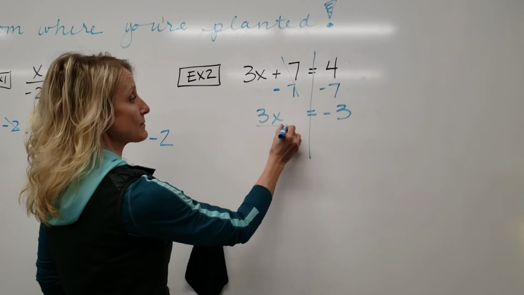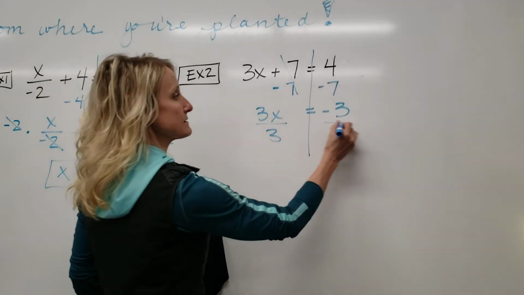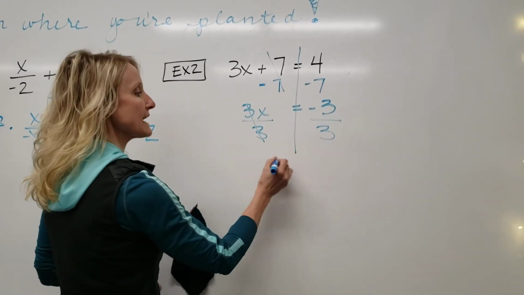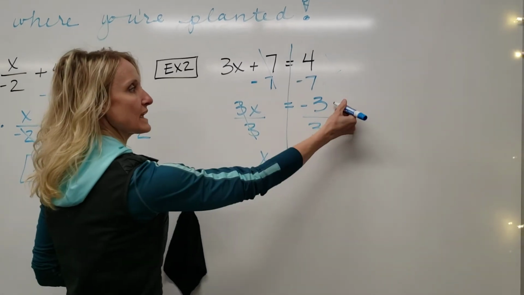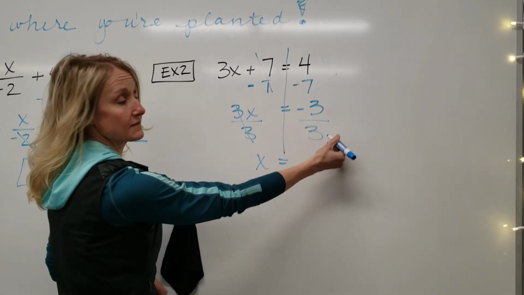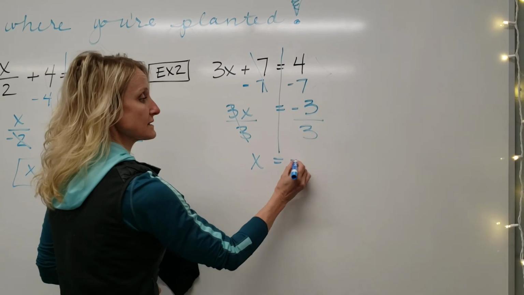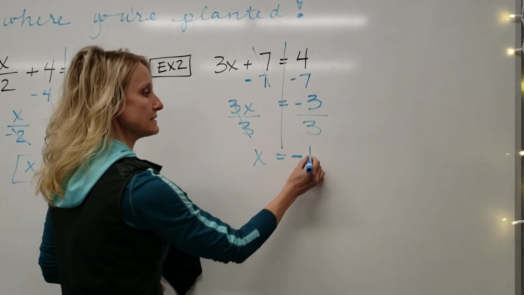Last step is to divide by 3, opposite of multiplying by 3. Divide each side by 3. And now we have a negative divided by a positive. When the signs are different, the answer is negative, and 3 divided by 3 then is 1.